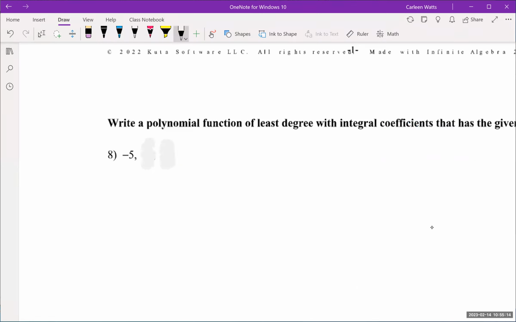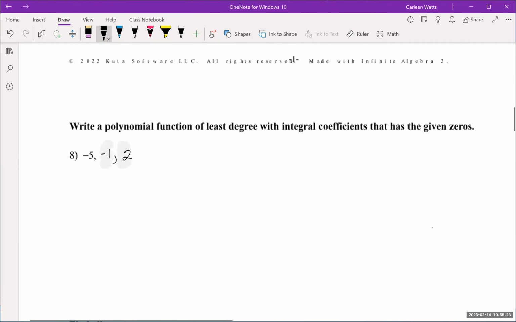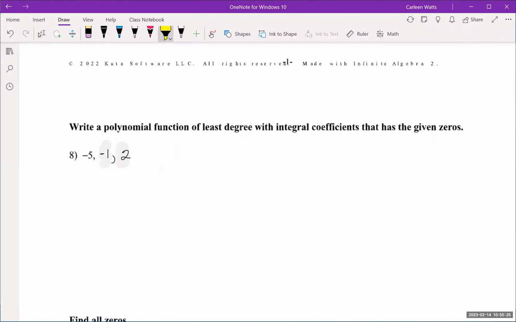We're not going to deal with fractions at the moment. So we're going to change this to -1, +2. This is a challenging problem. Write a polynomial function of least degree, meaning there could be others. We are not writing the only one. There could be others. Okay, write a polynomial on this. We're going to assume that a equals 1. We're not plugging in a point to solve for a like we will later.